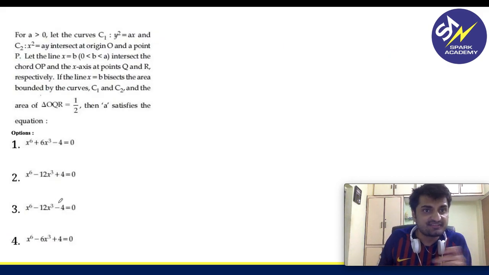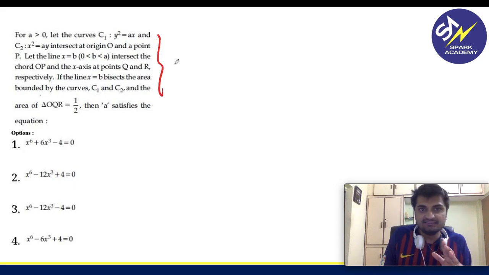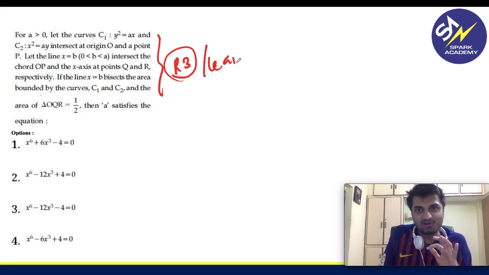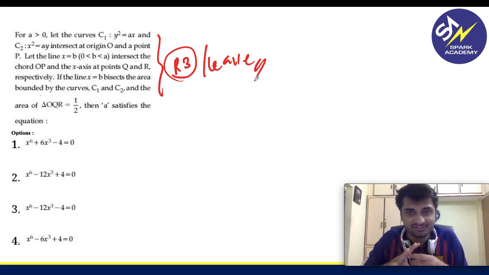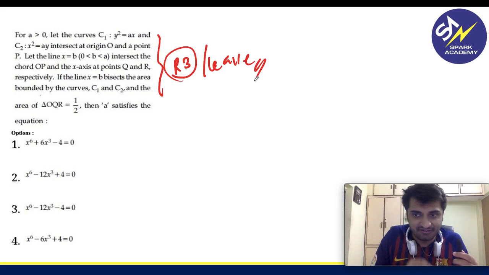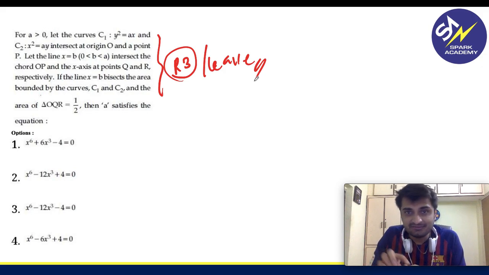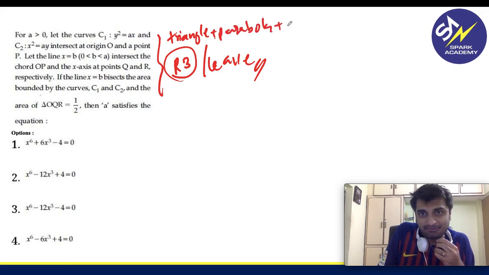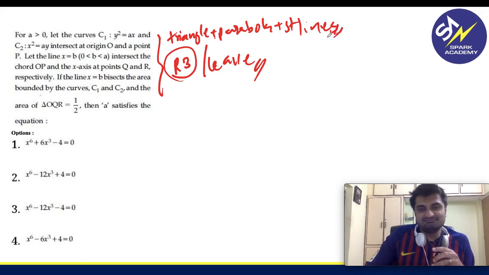And then have a look at this. They gave 2 curves, they gave bisects, they gave a big line. They said satisfying the equation. Looks very lengthy. This is definitely a round 3, or I would say leave in this slot. Because the question itself looks huge. You can see they gave 2 parabolas, they gave point of intersection. They have given triangle concept, parabola concept, straight line concept. 3 concepts are involved, guys. So we'll see.